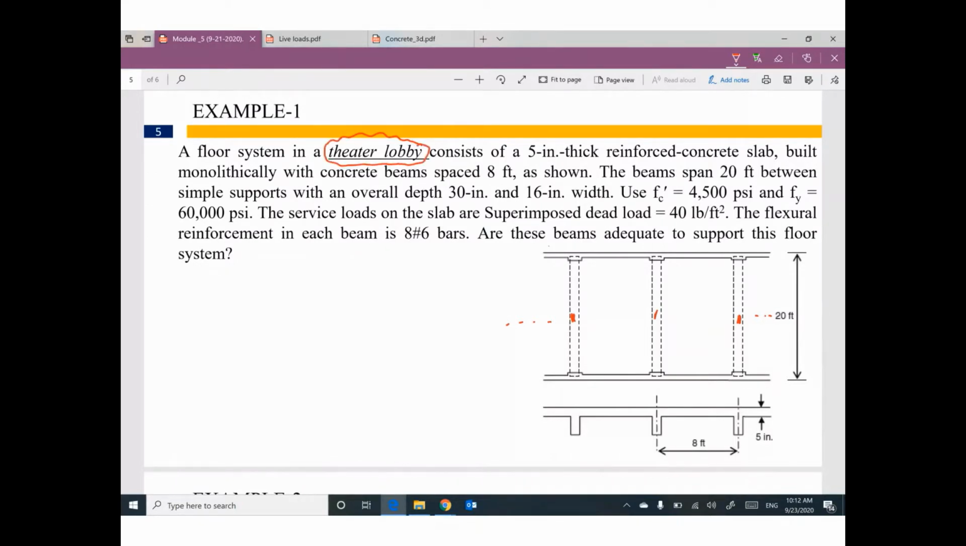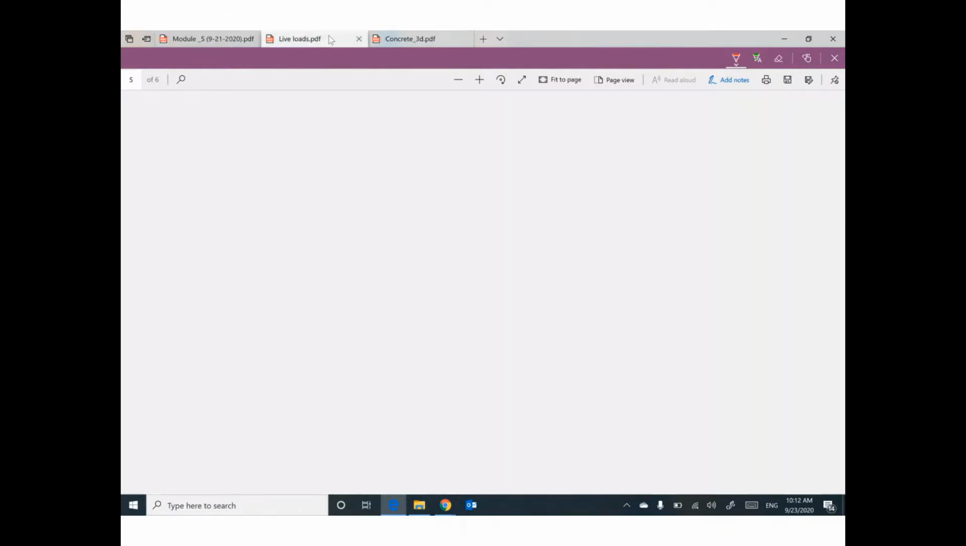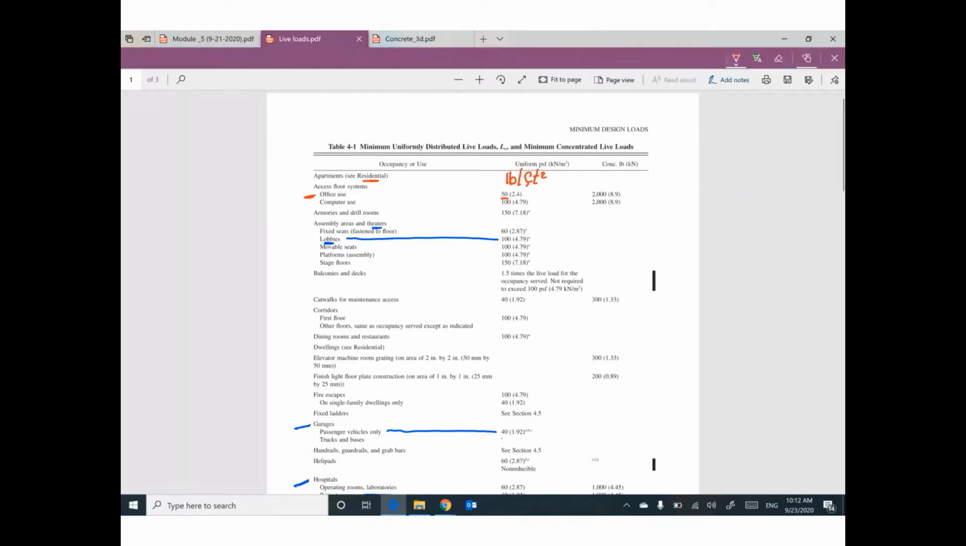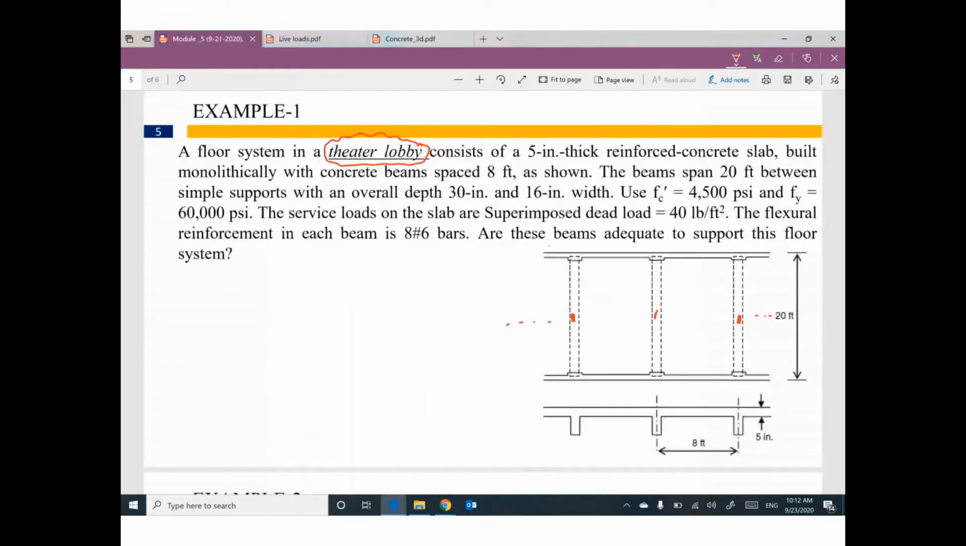So from this information, I can open the table for live loads from ASCE, American Society of Civil Engineers, for theaters and lobbies. The live load value will be 100. This is the first thing. So live load on the slab or on this floor equals 100 pounds per square foot.